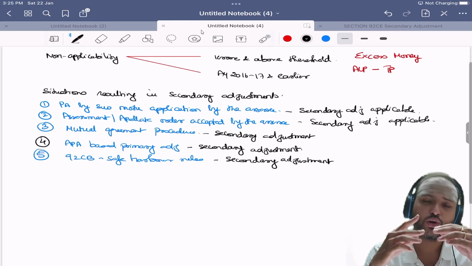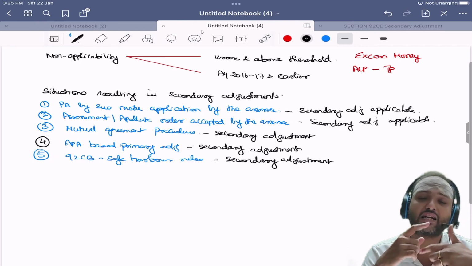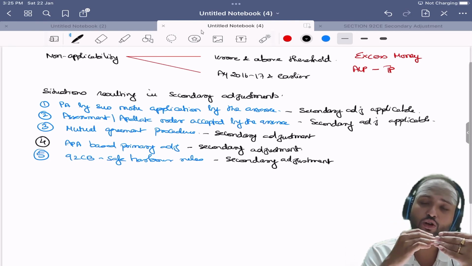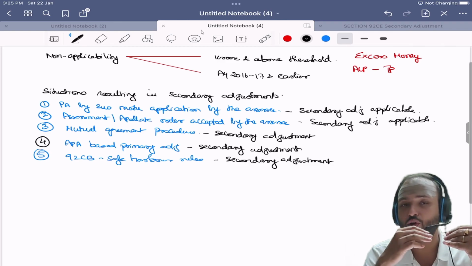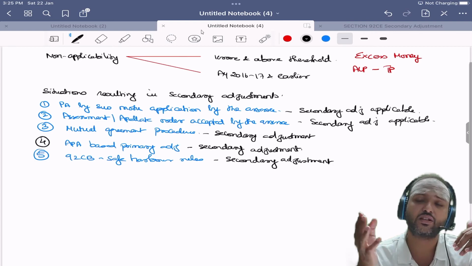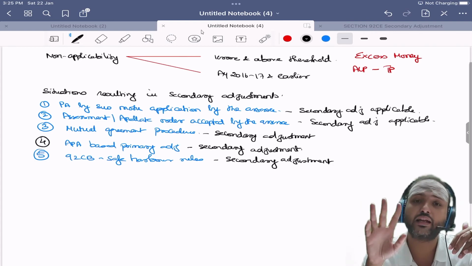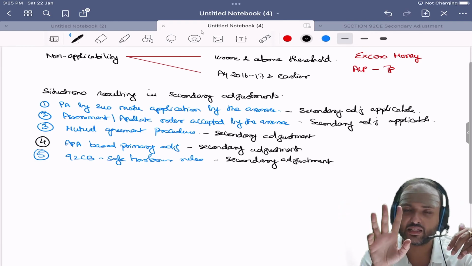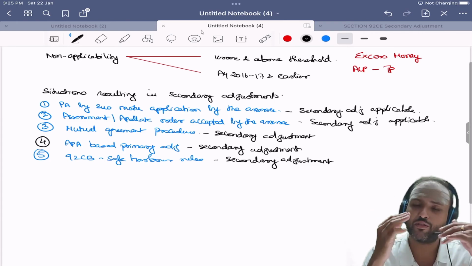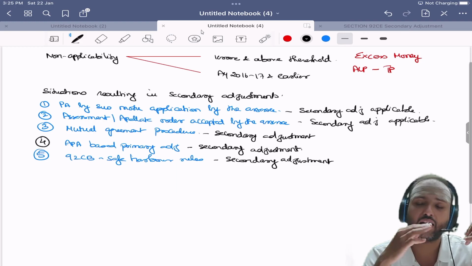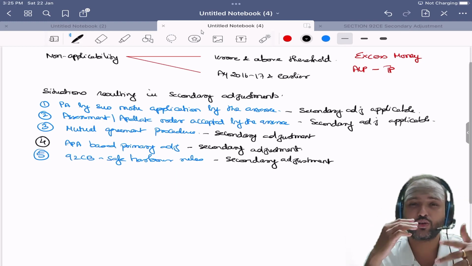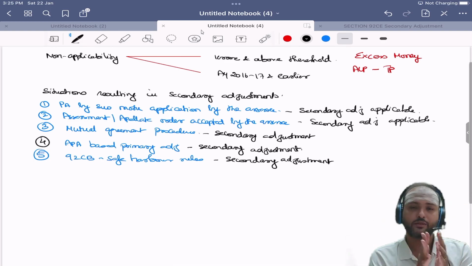Then the fourth issue was regarding APA, where there is an advance pricing agreement entered into by the assessee and there is any sort of primary adjustment that arises, either for the years for which the return has already been filed or for the years in which the return is to be filed. Then that primary adjustment will be translated into secondary adjustment. Finally, on account of following safe harbor rules, if there are any primary adjustments, those primary adjustments will also get converted into secondary adjustment.